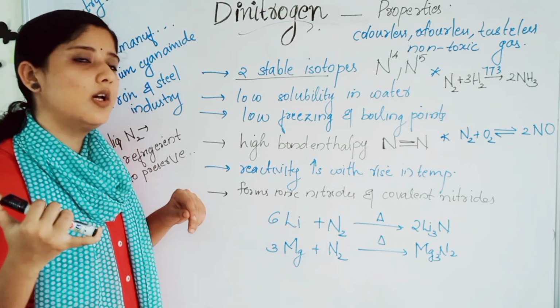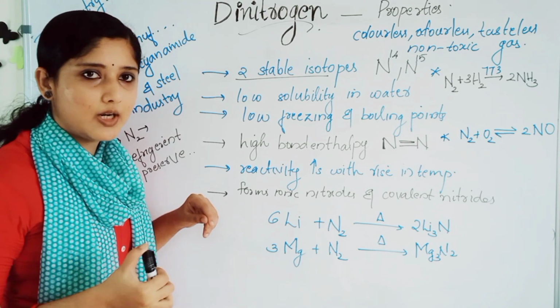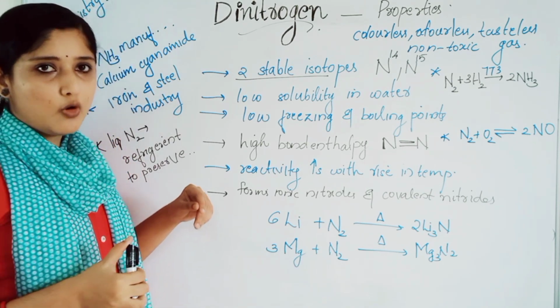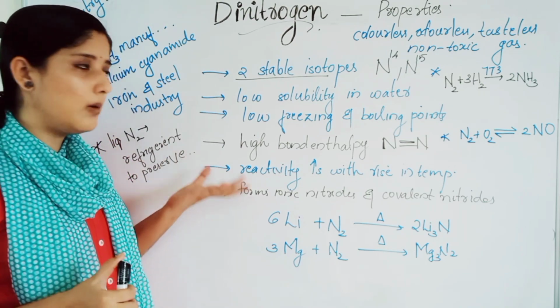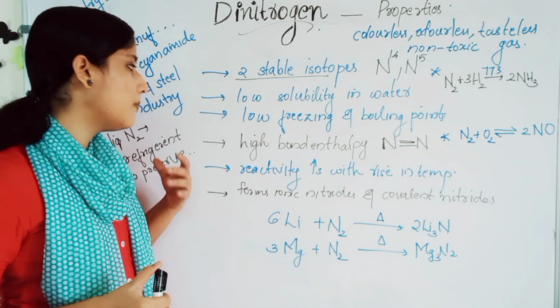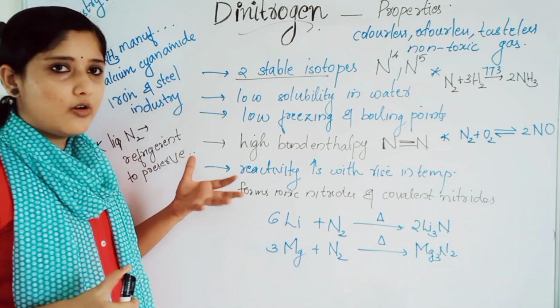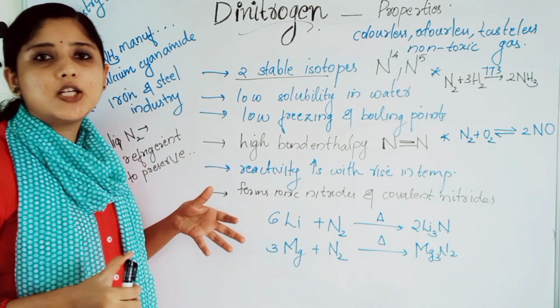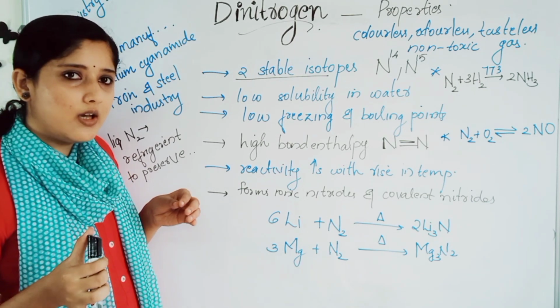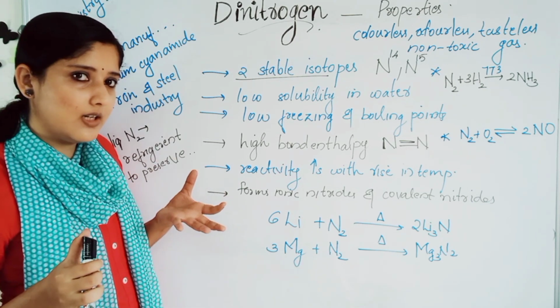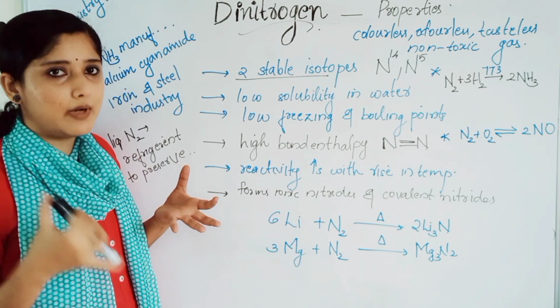We studied the commercial preparation, where we found the boiling point is 77.2 Kelvin. It has a low boiling point and freezing point. Also, this dinitrogen is inert in nature. Inert means it will not react readily. It is inert at room temperature.